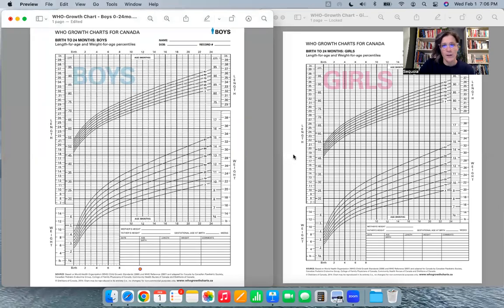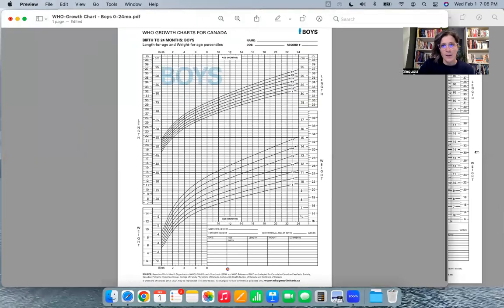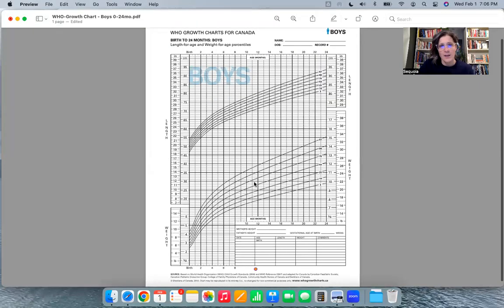If we look at these curves, one thing you'll notice here that's kind of nice, we have weight and length on both sides. There's also a place to record specific notes and comments. These are kind of nice resources to print out for your families so that they can track them themselves and add them to their baby book.